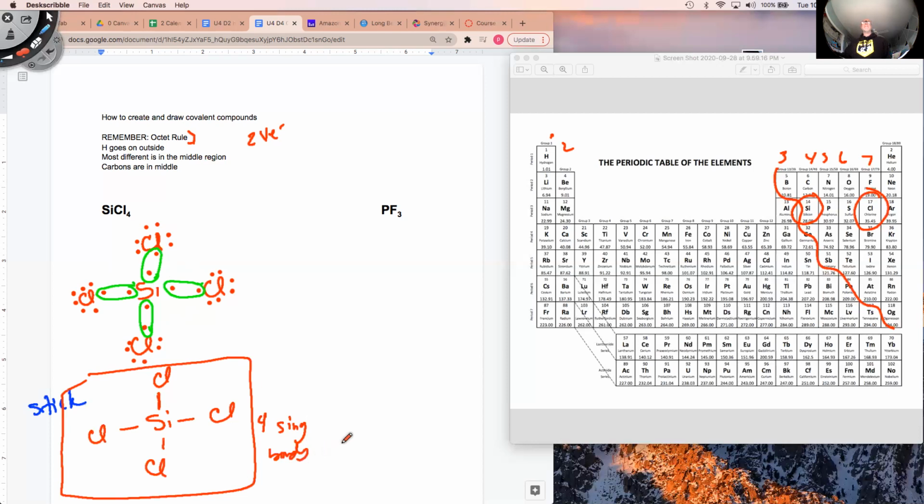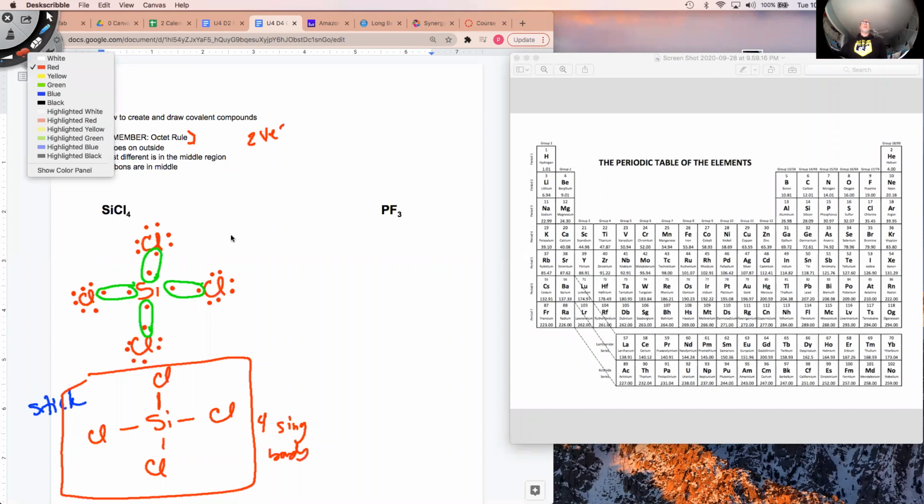All right, let's move on to the next one, PF3. So let's take a quick look at PF3. So we have PF3, we have it right here. We've got a P, and P is right over here. Oops, there's our P.